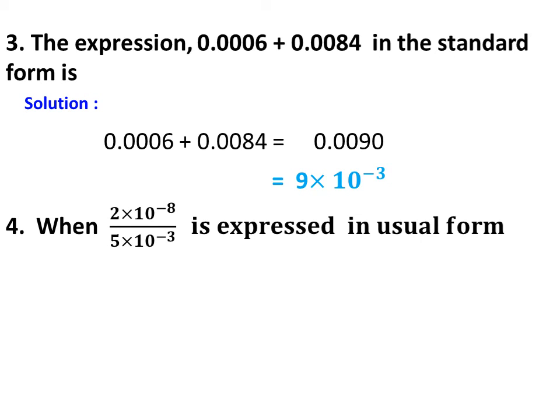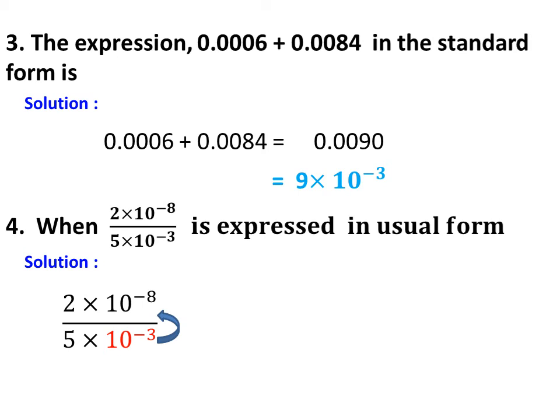Question number 4. 2 into 10 to the power minus 8 by 5 into 10 to the power minus 3 is expressed in usual form. When we express this in usual form, it gives a different answer. Let's see that. Now, what I do is I take this 10 power minus 3 from the denominator to the numerator to change the negative exponent to positive exponent. So what happens? 2 by 5 into 10 to the power minus 8 into 10 to the power plus 3.